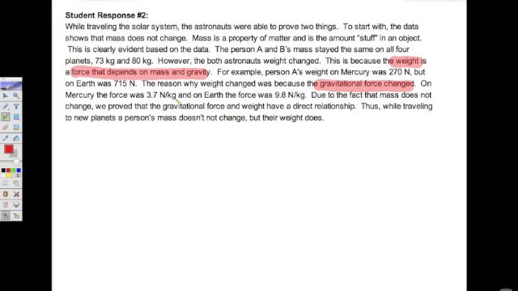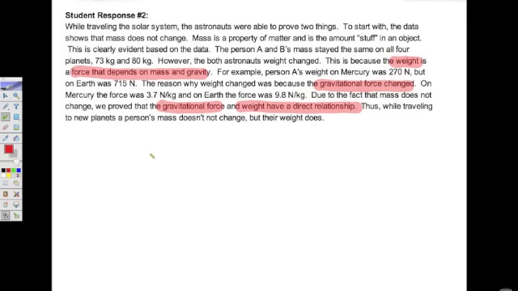They provided some more data here, and now remember where we get that data. That is from the table. That is the gravitational force. Due to the fact that mass does not change, we prove that gravitational force and weight have a direct relationship. Once again, that is an explanation of why weight changes, or explaining the difference. Now they analyzed it because they used the data provided. They broke down the problem with data and explanation. So that is an analysis.